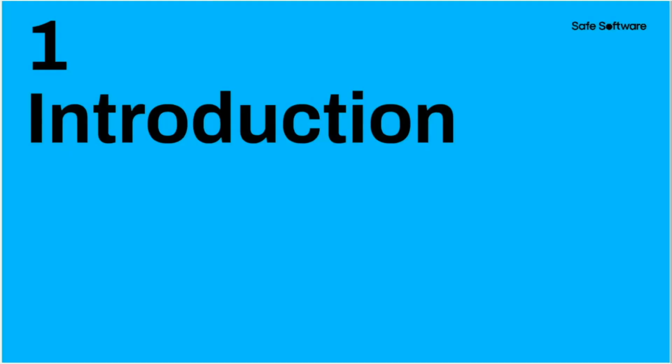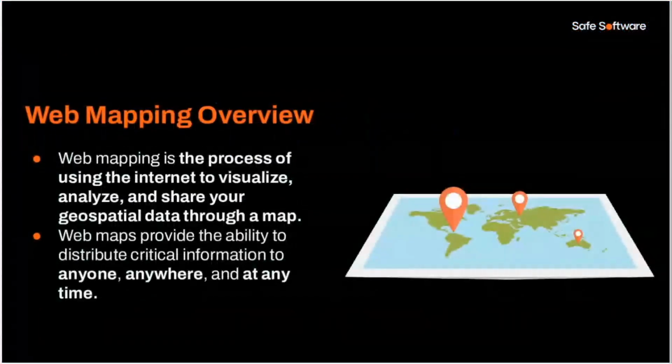So good morning to all and welcome to our webinar, Web Mapping 101. My name is Don Matir and I'll kick us off with an introduction into web mapping. So what is web mapping? Web mapping is the process of using the internet to visualize, analyze, and share your geospatial data through a map. With web maps, you can not only display data in a web map, but also provide a way to analyze the data as well. These maps can be distributed to anyone, anywhere, at any time.